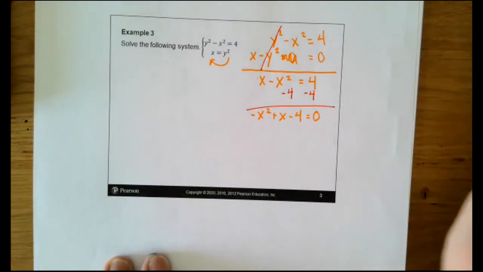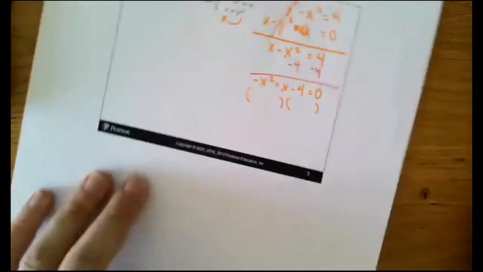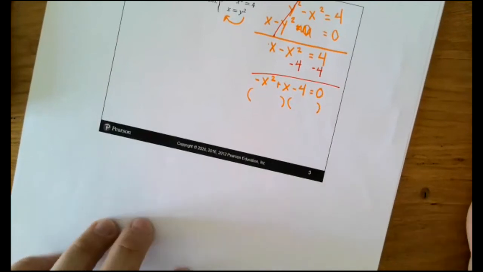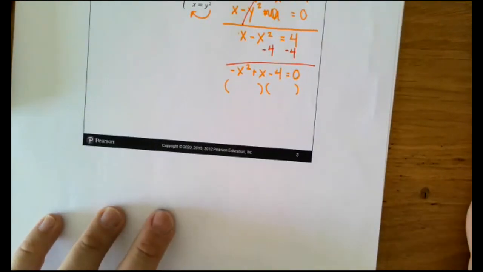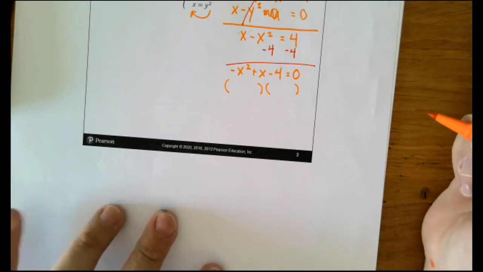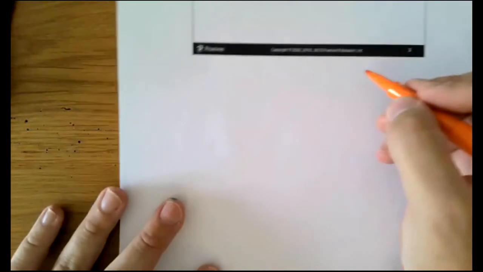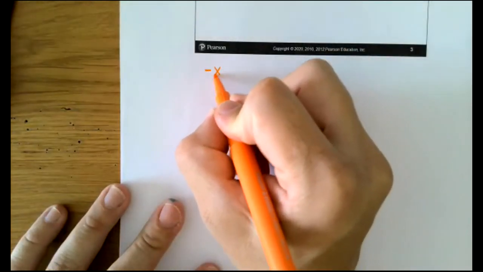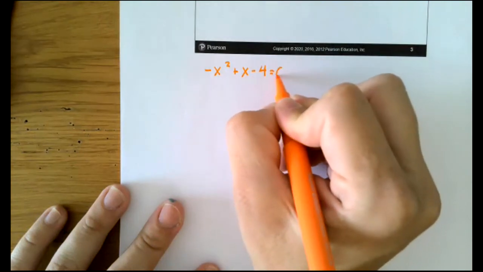All right, so you could try to factor it. I don't think it's factorable. So I'm just going to go on to the quadratic formula. So for the quadratic formula, I'll come down here, negative x squared plus x minus 4 equals 0.